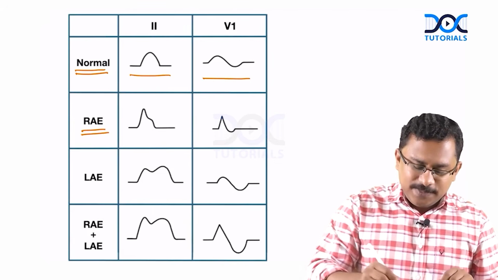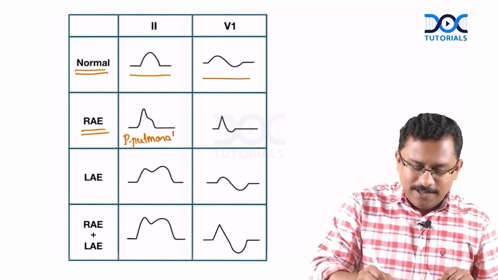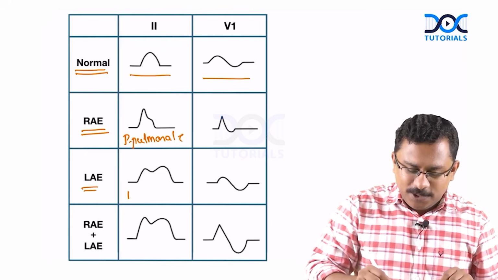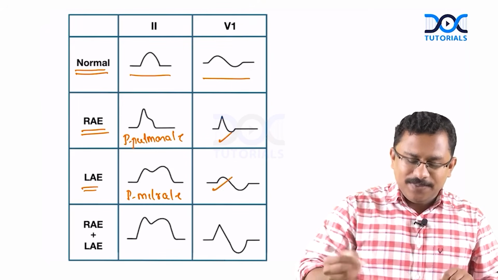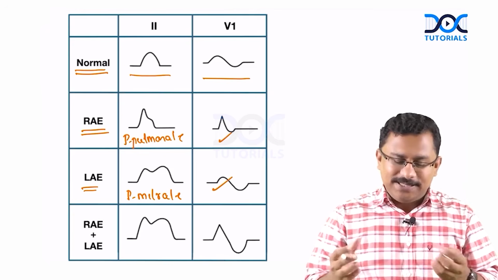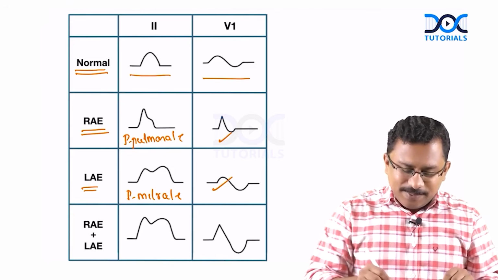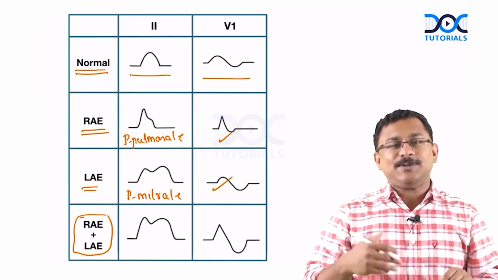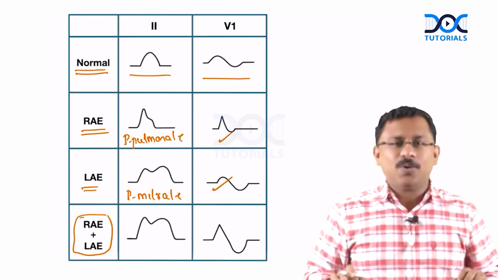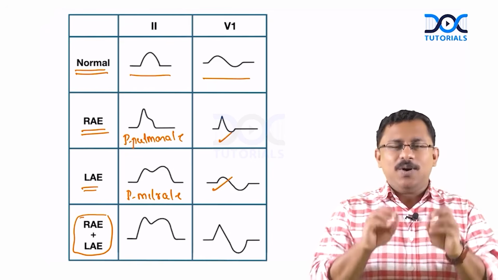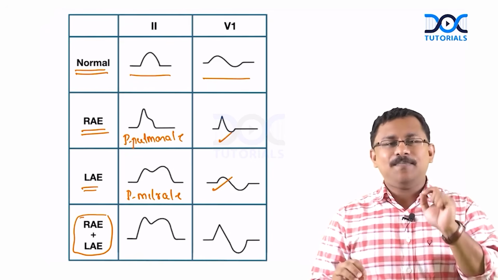Right atrial enlargement gives you P pulmonale, whereas left atrial enlargement gives you P mitral. You can also go to lead V1 to separately appreciate the individual components of the P wave. In some cases, you can have right atrial enlargement plus left atrial enlargement in the same individual as well. So these are the abnormalities that you should take care of when you are analyzing the P wave.